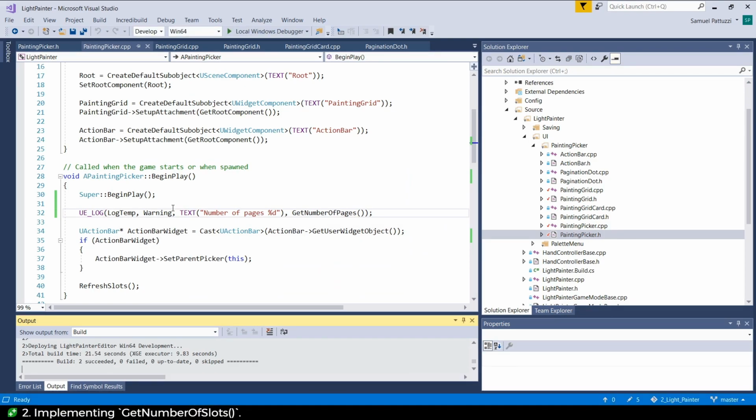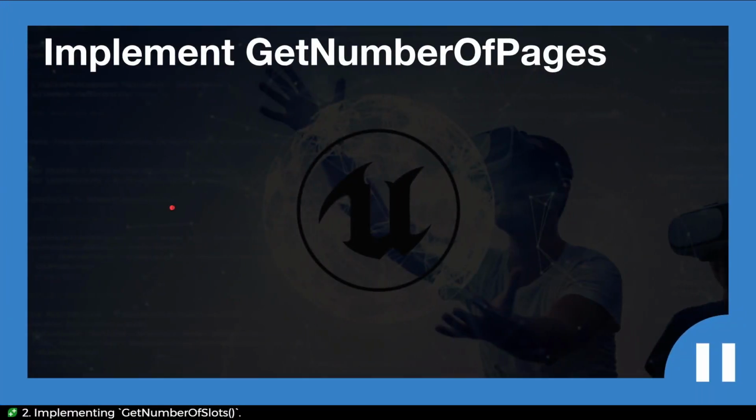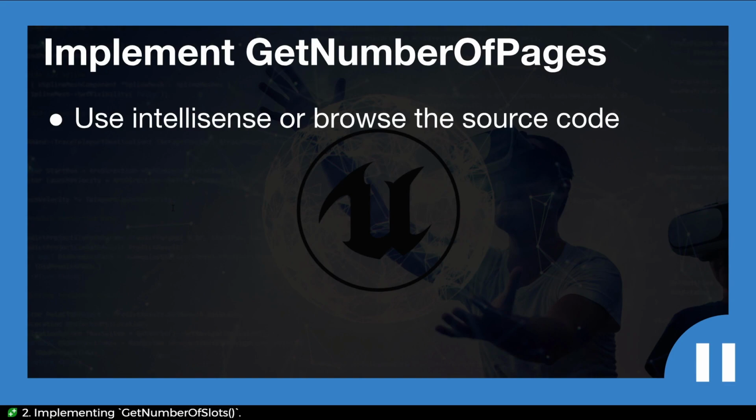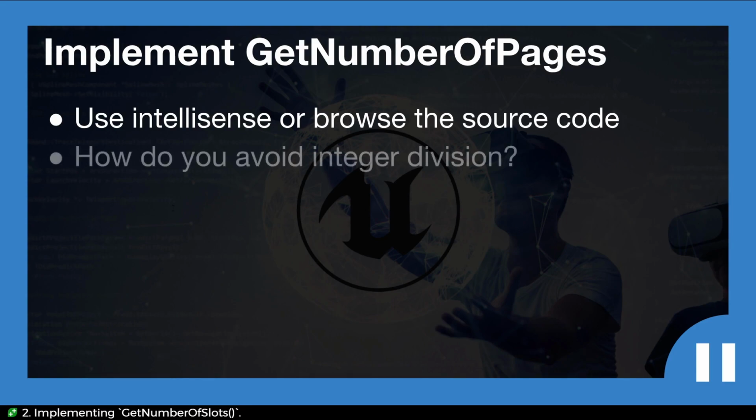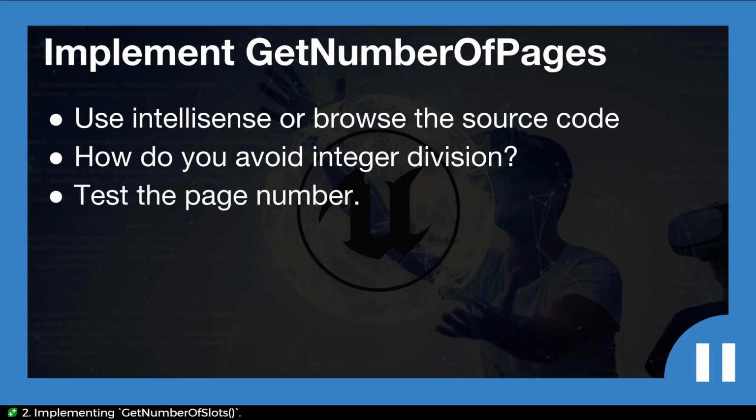Okay, let's turn this into a challenge for you to implement GetNumberOfPages. We're going to use IntelliSense or browse the source code to find the FMath library functions we need to do the rounding up. You're going to need to figure out how to avoid integer division, because we currently have two integers, the number of slots in total and the number of slots per page. You need to find a way of taking two integers and turning them into a floating point division. How do you do that? And you're going to have to test the page number that we get at the end. So pause the video and go ahead and implement this.